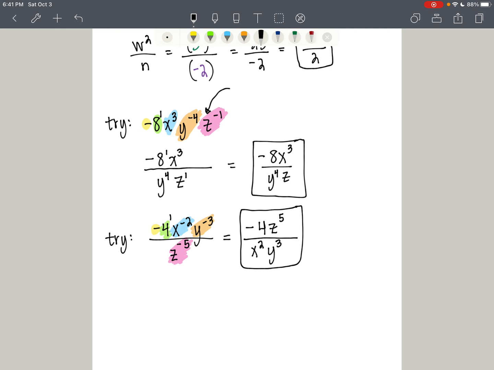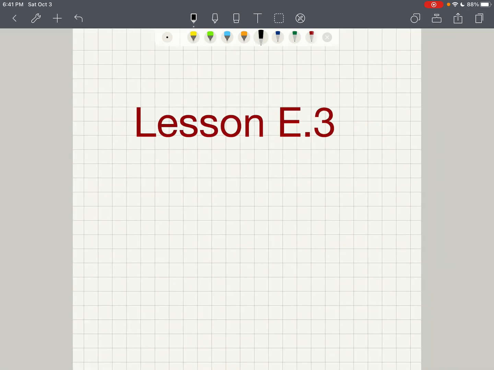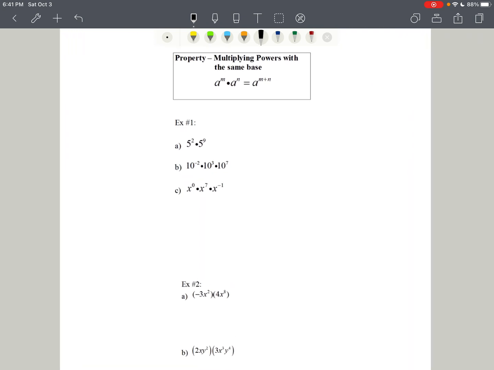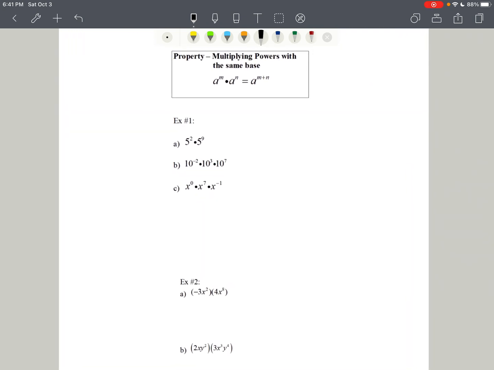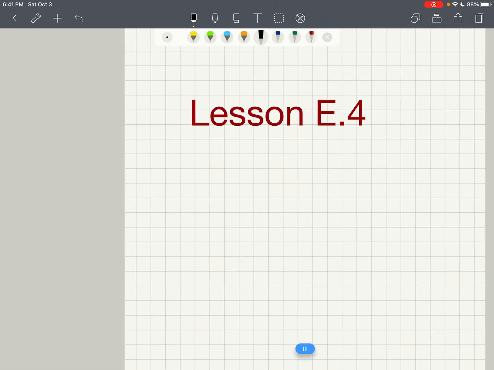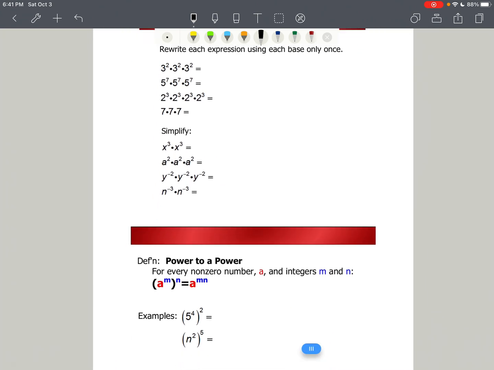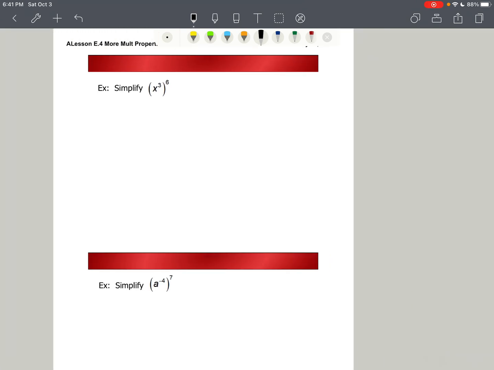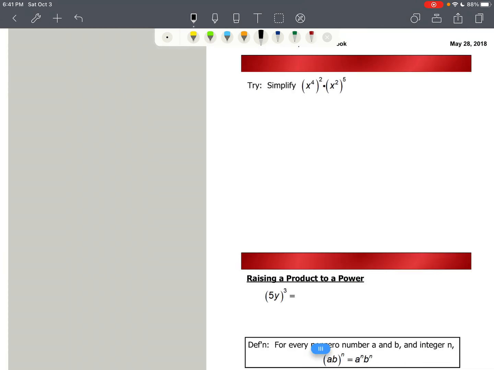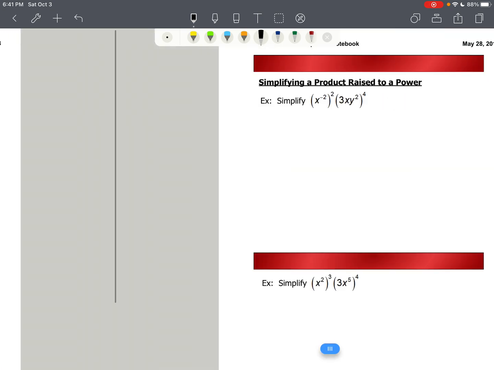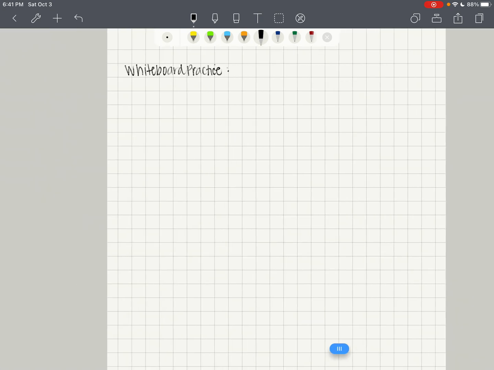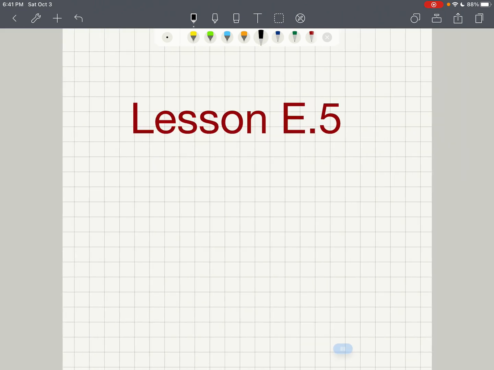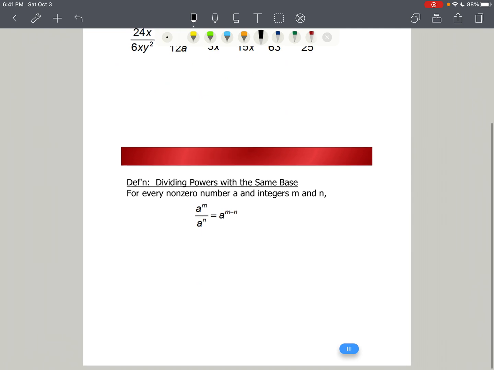And that concludes this video. In the next coming up videos, I'm just going to give you a little preview, we're going to multiply powers with the same base. We're going to learn the power to a power rule and simplify more expressions. And you can see how much fun that's going to be right there. We're going to be doing some of that, and you're going to be a pro at it.